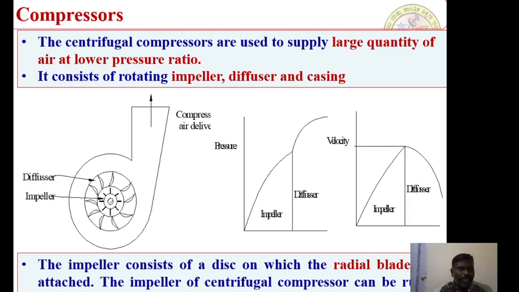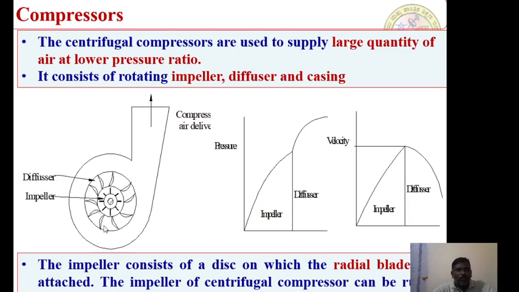It consists of different principal parts. What are those? A rotating impeller, because it is a turbomachine, a diffuser, and a casing. The impeller consists of a disc on which the radial blades have been mounted. The impeller of a centrifugal compressor can be run at a speed of 20,000 to 30,000 rpm. Such a high speed is possible because it handles a low density working fluid. That is the main reason why the compressor can run at a very high speed.